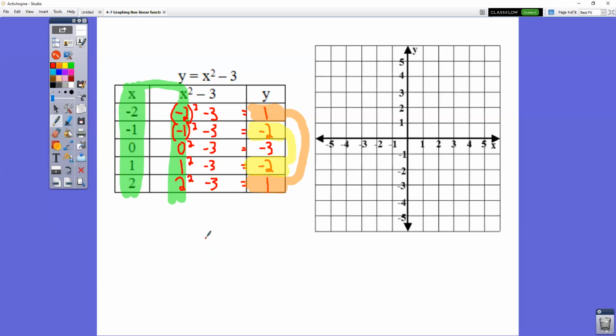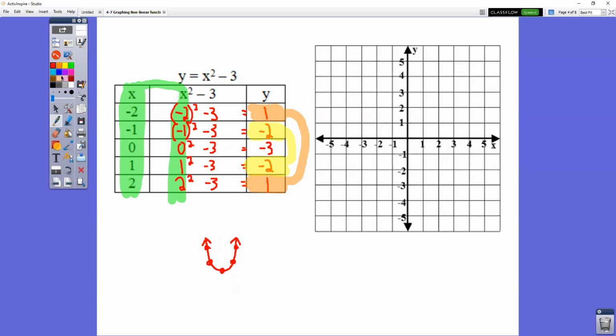Now, why is that always going to happen? This is going to be a U-shaped graph. Well, this number in the middle is going to be the bottom part of our U. But then to make a perfectly symmetrical letter U, where it looks the same on both sides, we need numbers that are opposite of each other. So in your table, that first number and fifth number are going to be the same for 2 and -2. That second and fourth number for 1 and -1 are going to be the same as well.